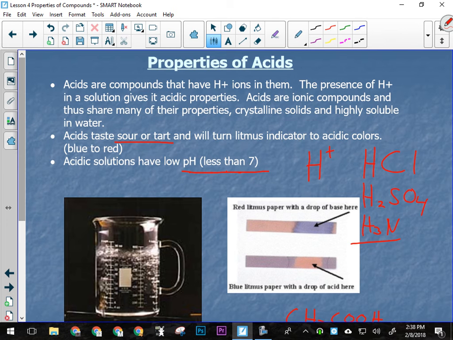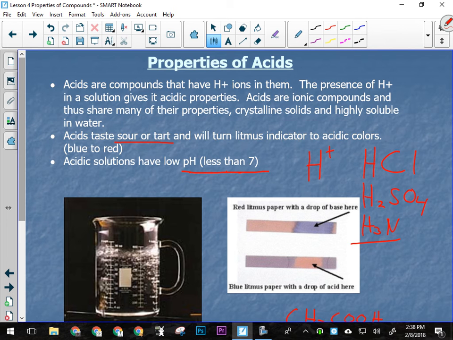So some of the tests that we're going to run in this lab next week are going to be things like a pH test. That'll tell us which things are around neutral and which things are acidic or basic. Some of the other tests we'll run, a conductivity test. That'll tell us which things are ionic and which are molecular.